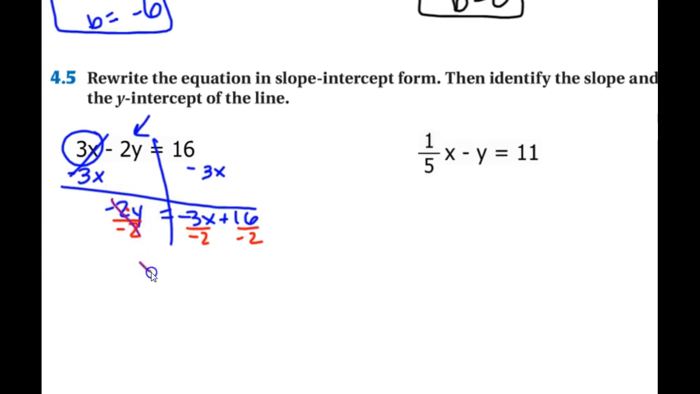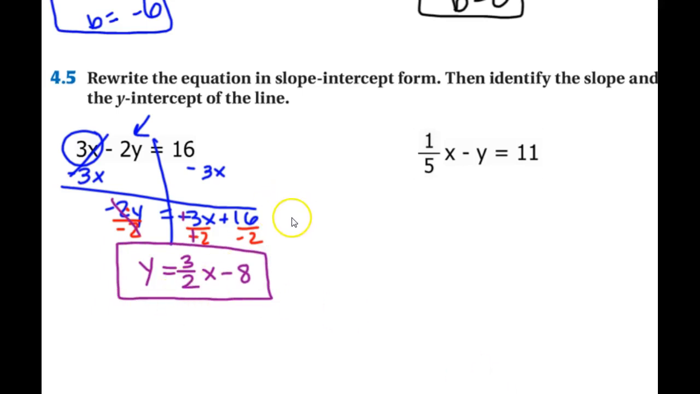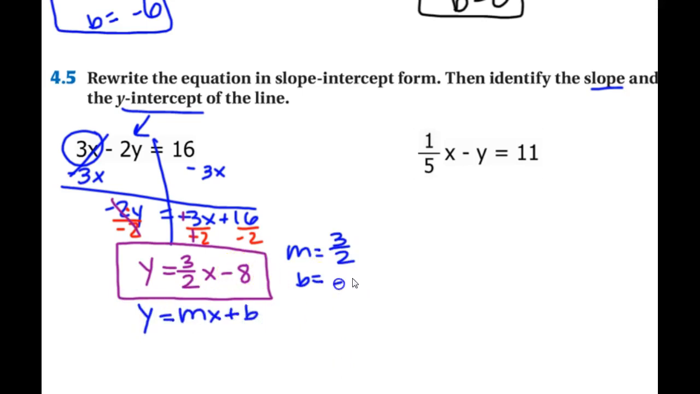So those eliminate, and we have y equals, two negatives make a positive. And then 16 divided by negative 2 is negative 8. So they wanted to know m and b, or the slope and the y-intercept. So m is 3 over 2. Because this is now in the form y equals mx plus b, b is negative 8.